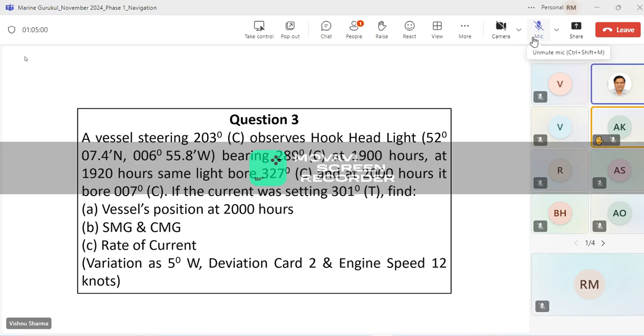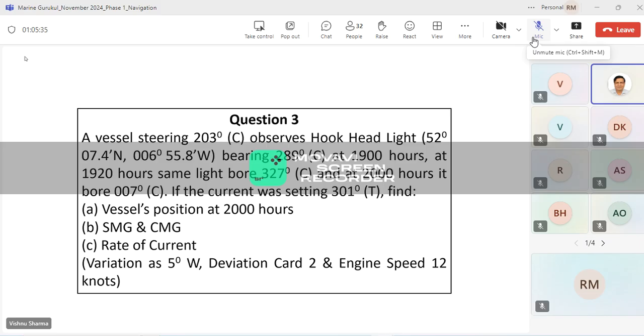Okay. Question number 3. A vessel is steering 203 degrees compass, observes Hook Head light bearing 289 degrees compass at 1900 hours. At 2000 hours, same light bore 327 degrees compass, and at 2100 hours it bore 007 degrees compass. If the current was setting 301 degrees true, find the vessel's position at 2000 hours, SMG and CMG, rate of current. Variation and deviation are given, engine speed is given.